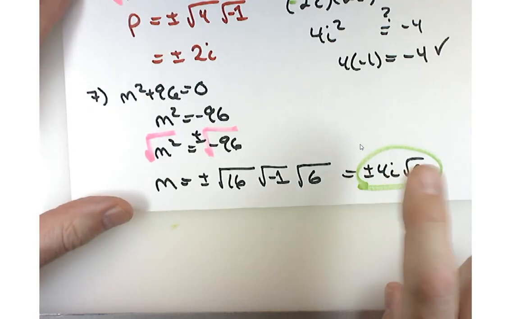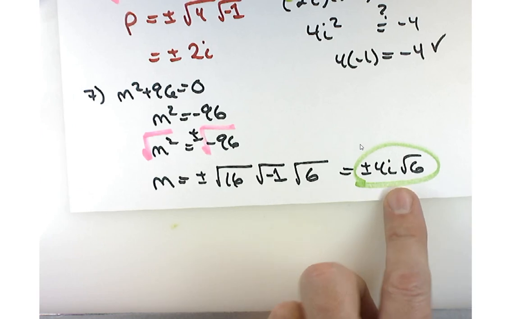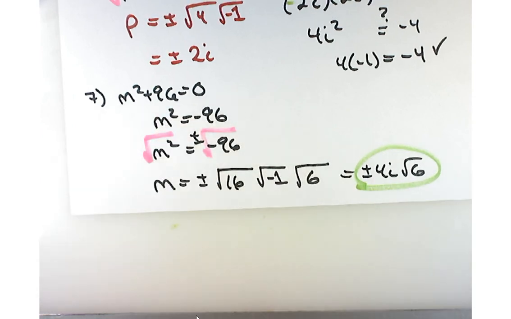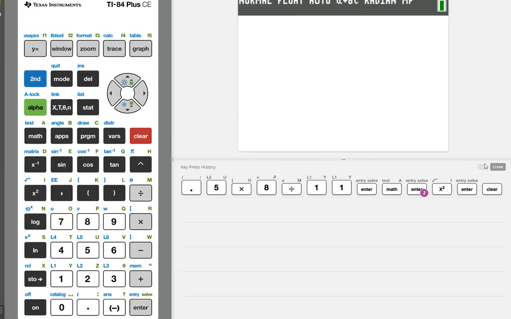Plus or minus 4i times the square root of 6. Great. You can check these on your calculator if you wanted to. I mean, you could check it by squaring it and getting this. But just to give you a reminder, you could check it on your calculator. So how would that look?